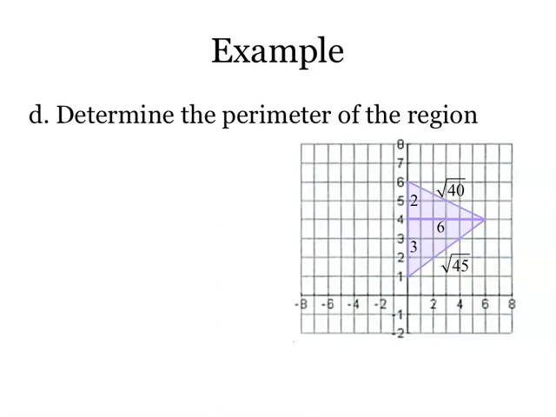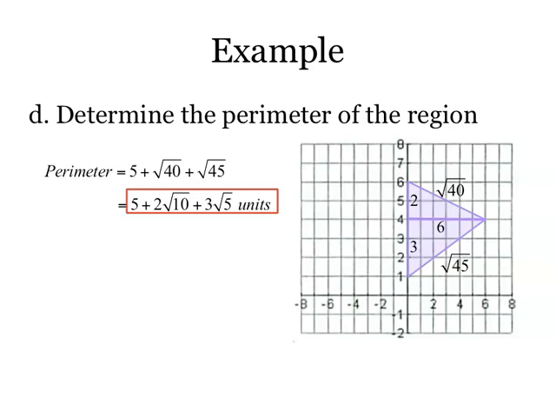So to determine the perimeter, that would be 5 plus the square root of 40 plus the square root of 45. Now you can simplify that down to 2 root 10 and 3 root 5. Now if you wanted to get an approximate answer and actually add those up, that's fine. But if you're asked for an exact answer, you should leave your answer just the way we have here.